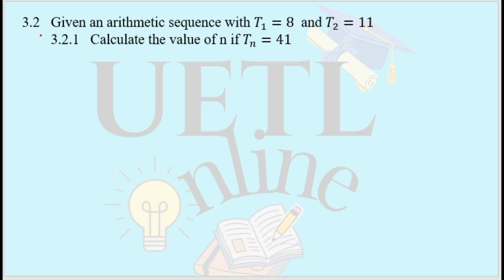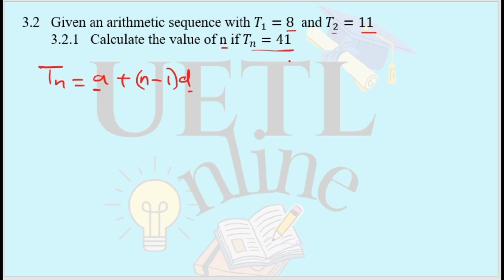Our next question is on the arithmetic sequence. It says that given an arithmetic sequence with T1 equal to 8 and T2 equal to 11, we are asked to calculate the value of n if T of n is equal to 41. In an arithmetic sequence, any term is given by a plus n minus 1 multiplied by d. This a is our first term, and d is our common difference. n is the nth term. If we want to find the first term we put 1, and for the second term we put 2.